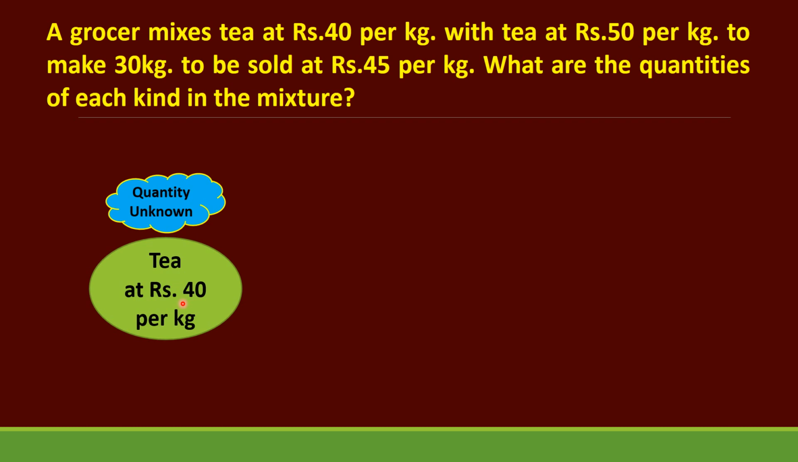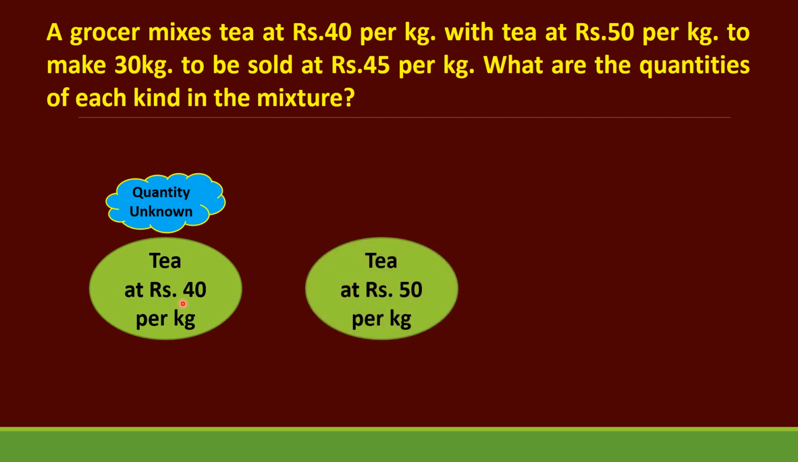There is another tea bag that contains tea at rupees 50 per kilogram. So the tea in this tea bag is sold at rupees 50 per kilogram, and this tea bag is sold at rupees 40 per kilogram. Now here the quantity is unknown. Similarly, the quantity in this tea bag is also unknown.